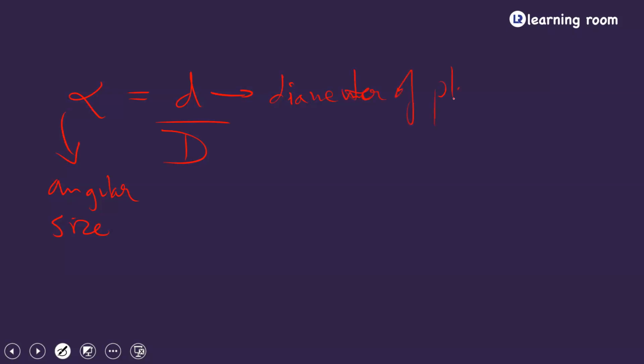The idea is there is one relation: alpha is equal to small d by capital D. Alpha is the angular size of the planet. Small d will be the diameter of the planet, and capital D will be the distance between the planet and the observer. Literally this is all there is. So by using this one equation we can solve.